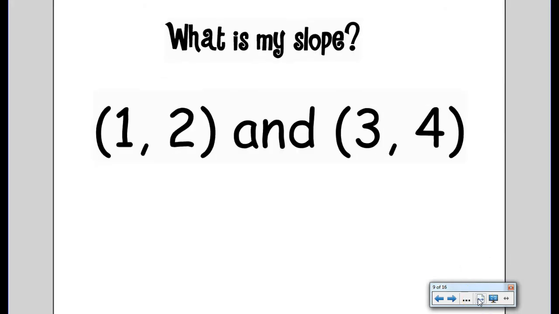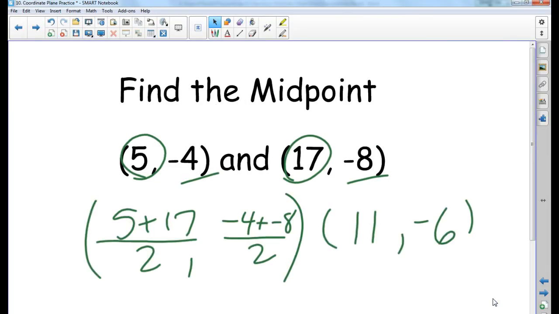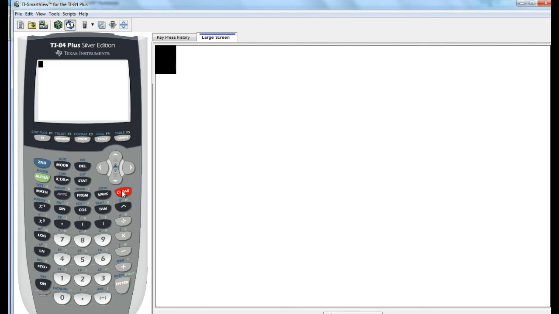Wait, oh, I'll go back. I did 5 plus 17 divided by 2 and it gave me another number. Okay, so we talked about this before. Let me show you what you're doing wrong. Come on, calculator. All right, what was it? 5 plus 17 divided by 2. Clear.